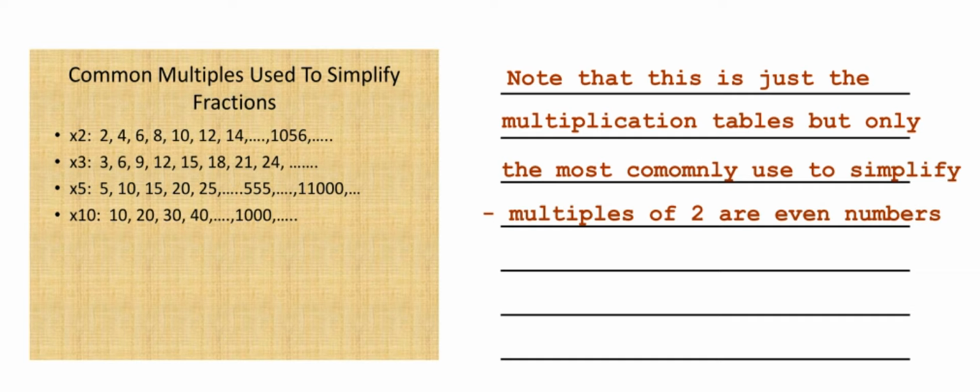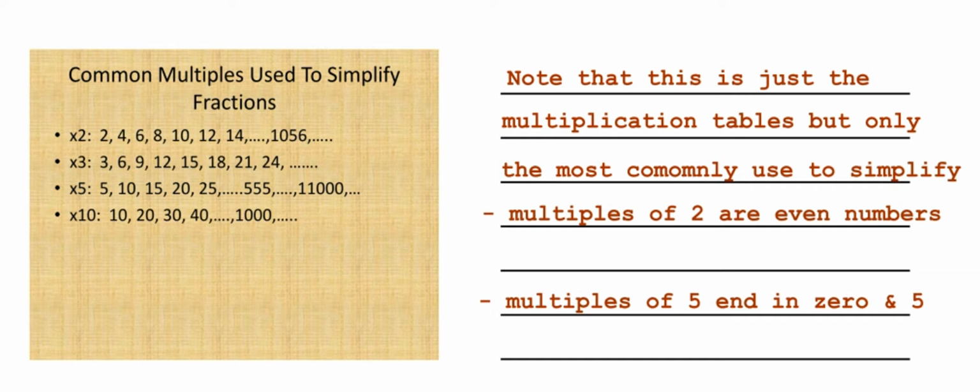In other words, they end in 2, 4, 6, 8, or 0. Notice the 12 has a 2, the 14 has a 4. 1056 has a 6 at the end also. So they're multiples of 2's if they end in 2, 4, 6, 8, or 0.